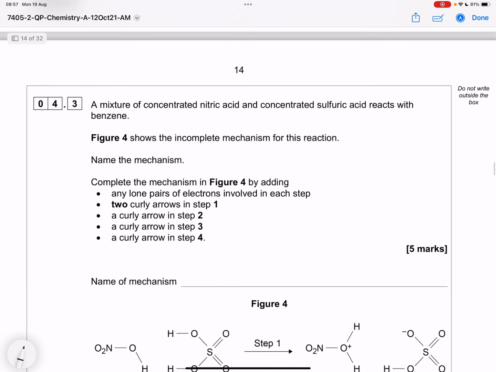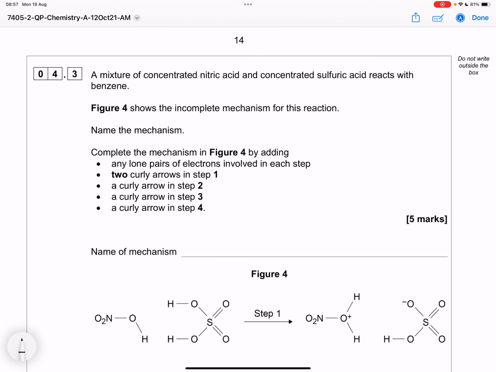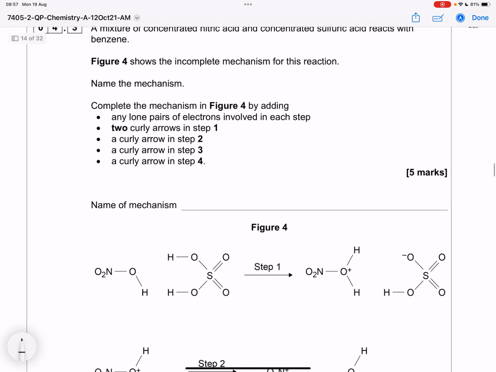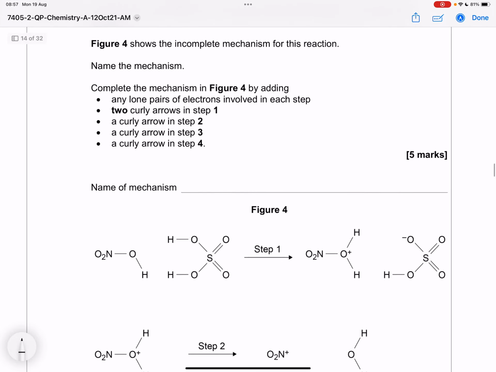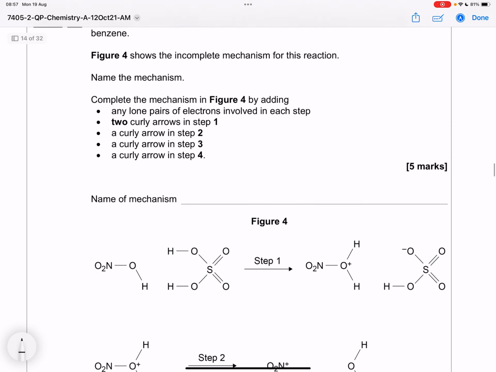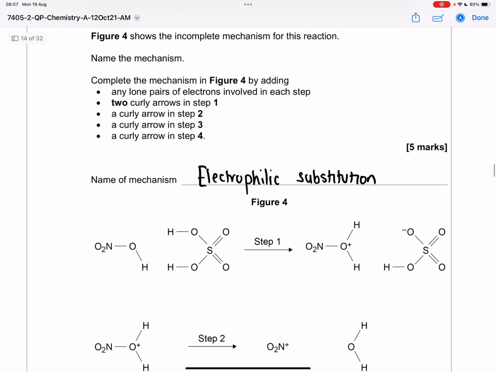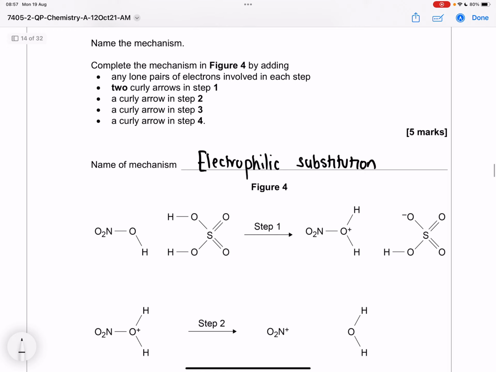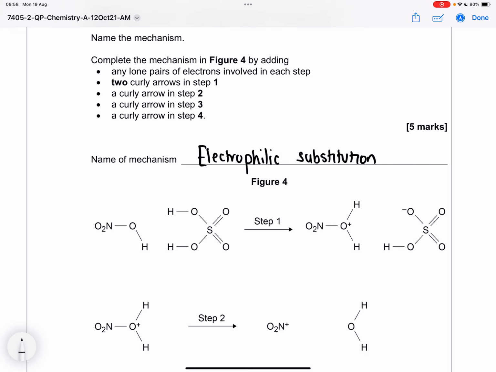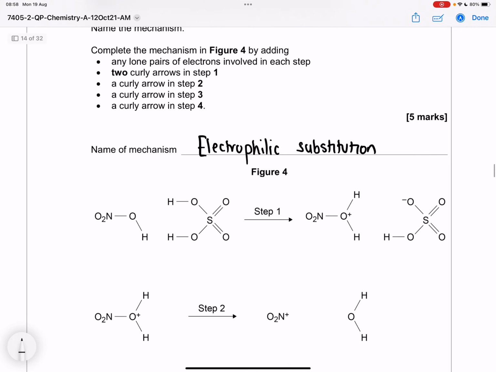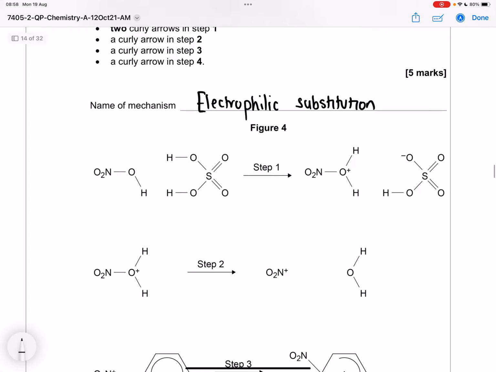A mixture of concentrated nitric acid and concentrated sulfuric acid reacts with benzene. Figure 4 shows the incomplete mechanism. Name the mechanism. So the mechanism for the reaction with benzene is called electrophilic, because we're using an electron pair acceptor, substitution, because we're swapping a H for a group. Complete the mechanism by adding any lone pairs, 2 curly arrows to step 1, a curly arrow to step 2, a curly arrow to step 3, and a curly arrow to step 4. So 4 curly arrows altogether and any lone pairs.